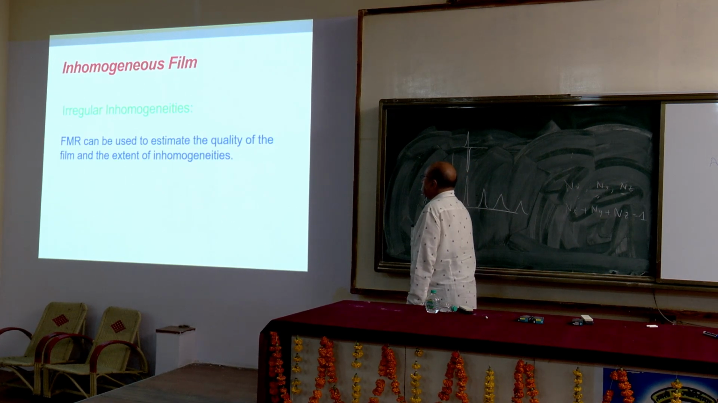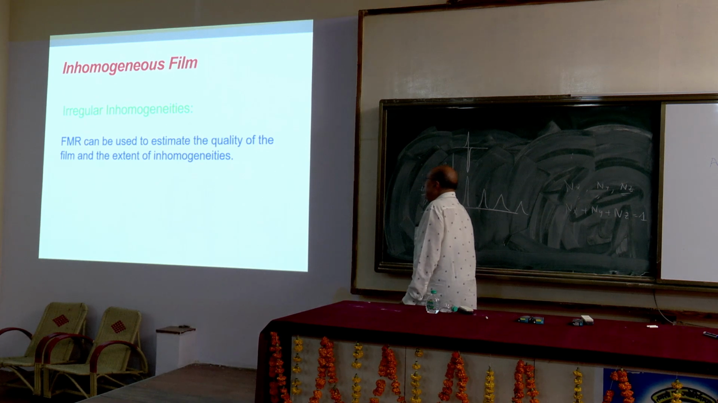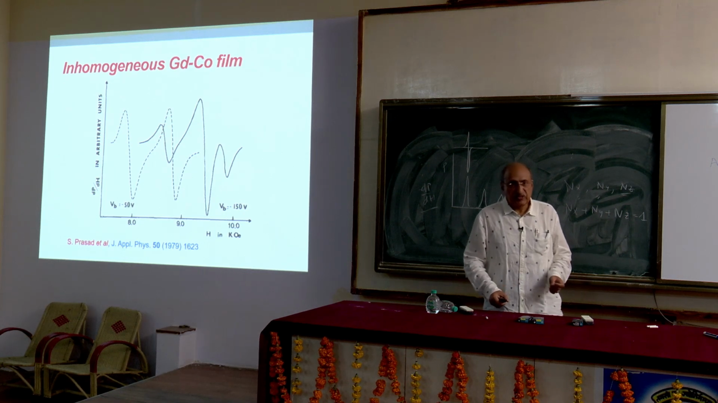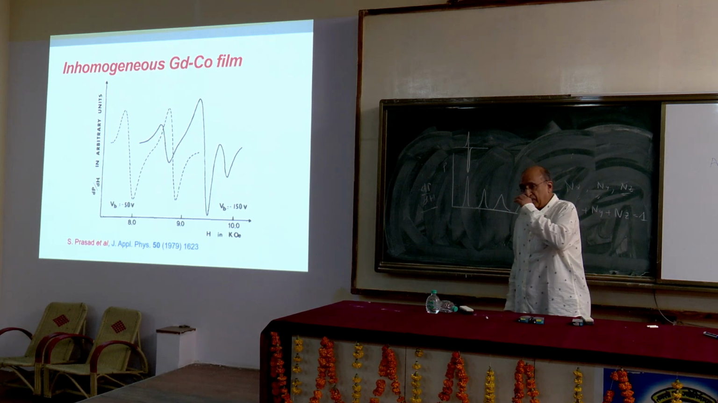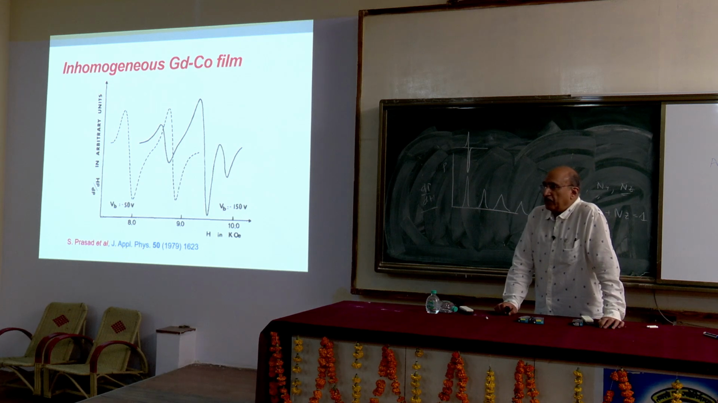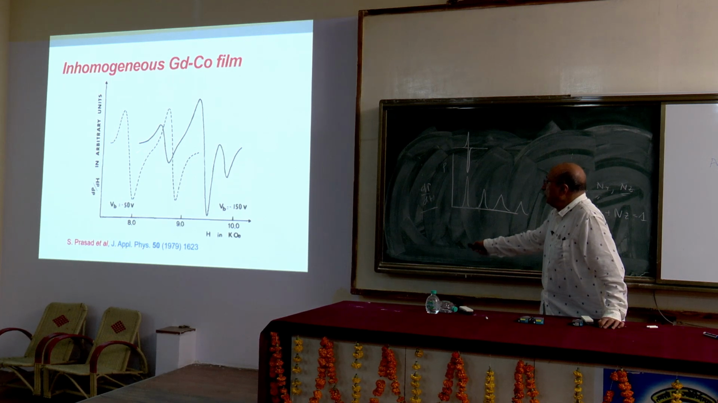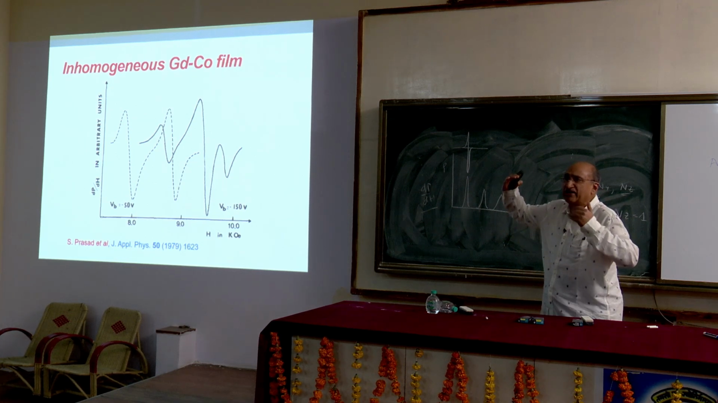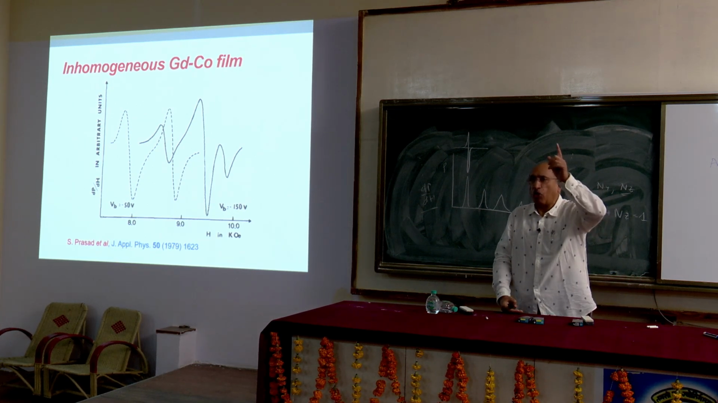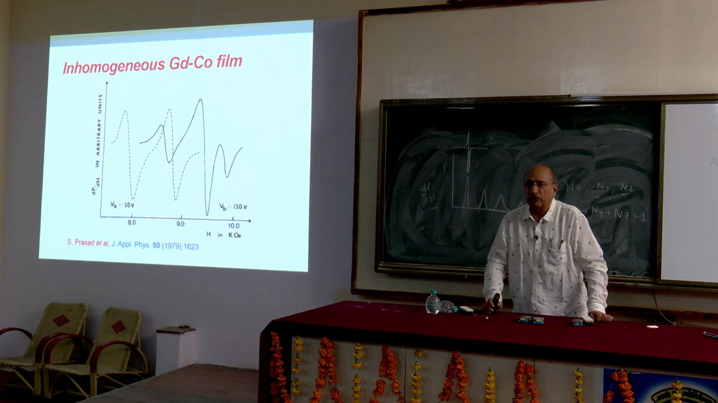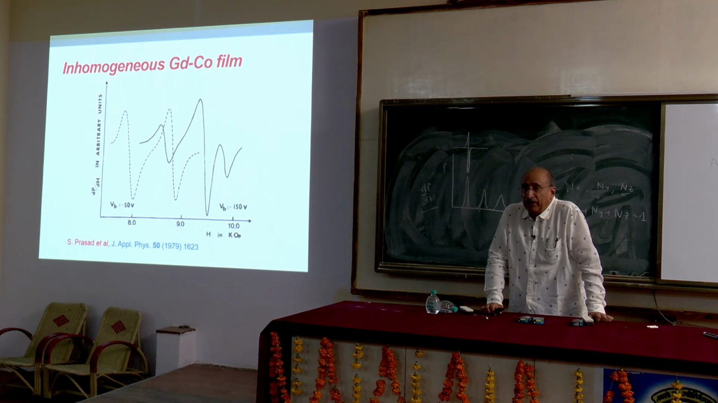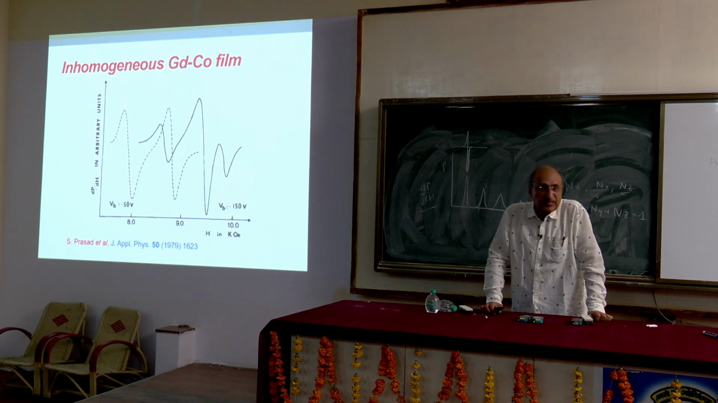Inhomogeneities: FMR can be used to estimate the quality of the film and the extent of inhomogeneities. This is also one of our old papers. You can see most of these papers are old papers from my postdoc time. You could see these inhomogeneities. You are seeing a very odd type of spectrum, 3 peaks, which are not showing any specific intensity pattern. Actually, intensity also should go as 1/n squared, if it is a proper standing spin wave resonance spectrum. I have not talked about that. This just shows inhomogeneity. In fact, we could determine how you should deposit the film so that the film is least inhomogeneous.